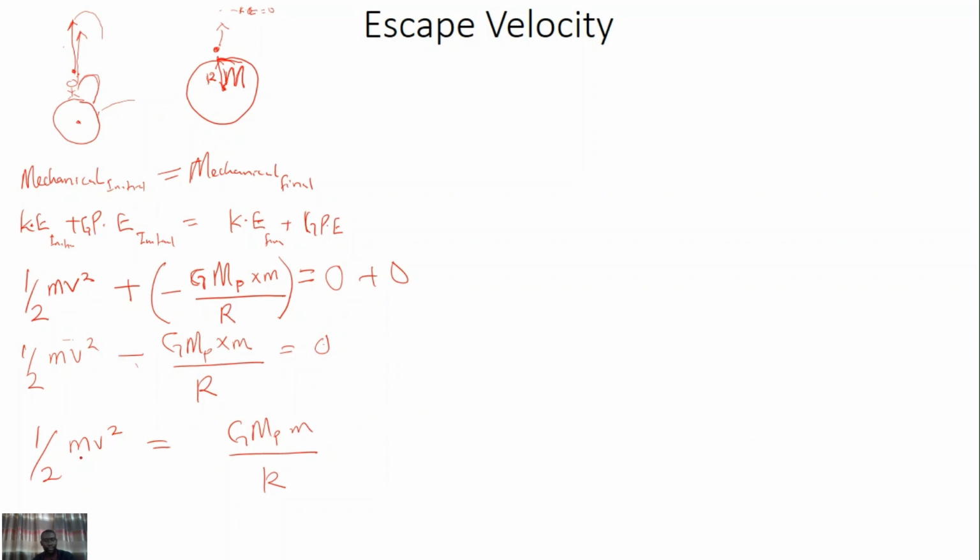So now the m on this side will cancel the m on this side. How does it happen? Divide both sides by m. When you divide this side by m and you divide this side by m, the two m's will cancel out on either side of the equation. So what we have left is half v squared is equal to GMp all over r.